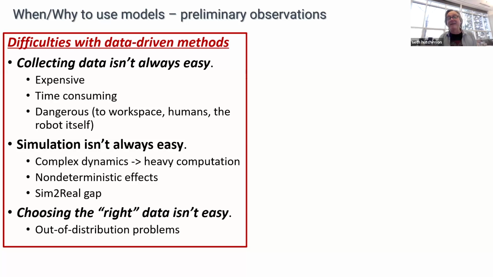So first of all, collecting the data is not always easy. Quite often it's expensive. And by expensive, I mean actual money has to be spent, right? You have to pay people. You have to buy robots. If you're doing the robot farm with a lot of robot arms doing the same things over and over again, then the cost of 18 KUKA robots is a pretty significant cost.